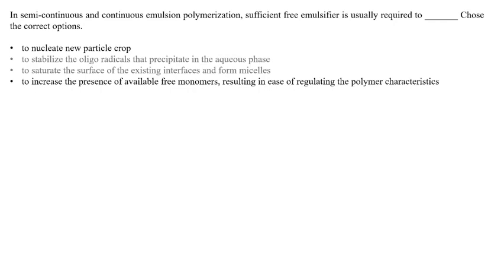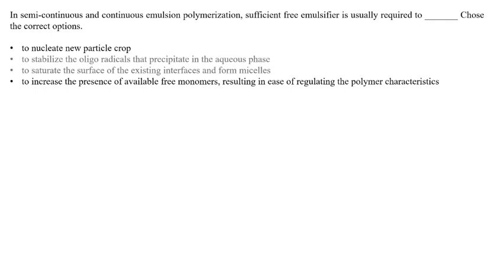For the homogeneous nucleation process to occur, there should be sufficient free emulsifiers available to stabilize the oligoradicals that precipitate inside the aqueous phase. Precipitation of oligoradicals is the process which is going on, and to stabilize that process you need to add sufficient free emulsifiers, because it will result in homogeneous nucleation of the polymers. The nucleation sites for the polymers to grow will be homogeneous since the formation of oligoradicals is taking place. So the emulsifier is there to stabilize these oligoradicals that precipitate in the aqueous phase.